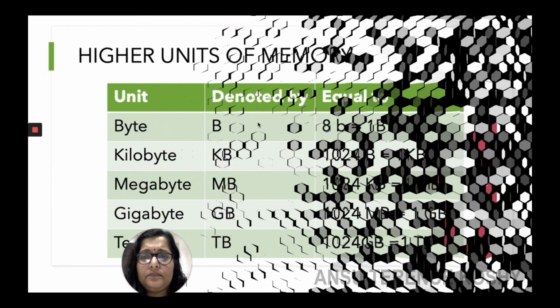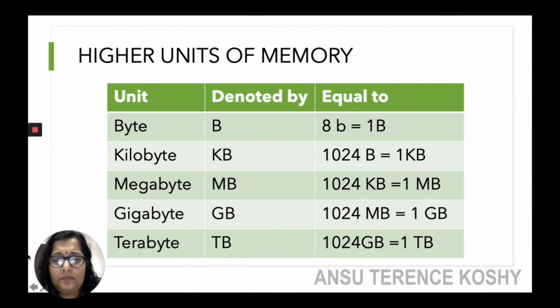Now, let's talk about the higher units of memory. We already talked about bit and byte in the previous slide, right? Now let's talk about the higher ones. I have listed them below in a chart and it has three columns. The first one is for the unit, the second one is what it is denoted by, and the last one is what it is equal to. Byte, denoted by capital B. You know that 8 bits is equal to 1 byte.